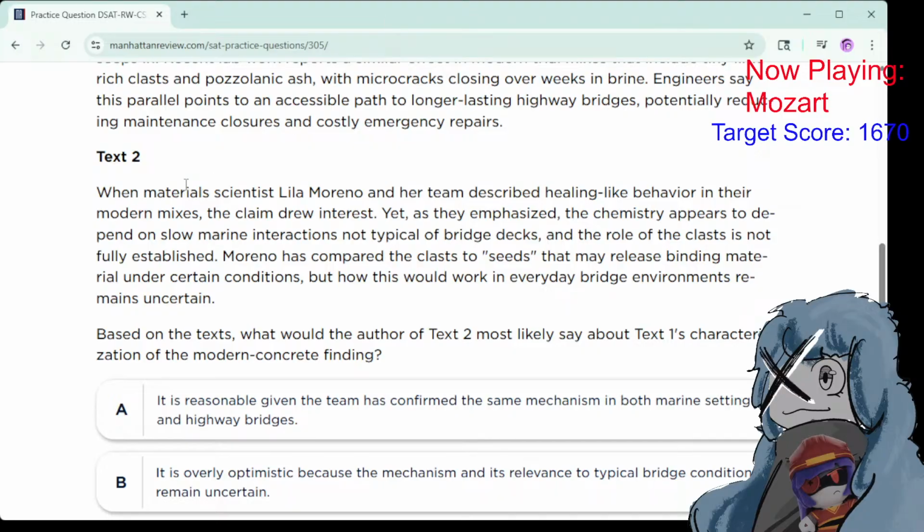And text 2 says, when material scientist Lila Moreno and her team described healing-like behavior in their modern mixes, the claim drew interest, as they emphasized the chemistry appears to depend on slow marine interactions not typical of bridge decks, and the role of the clasts is not fully established. Moreno has compared the clasts to seeds that may release binding material under certain conditions, but how this would work in everyday bridge environments remains uncertain.